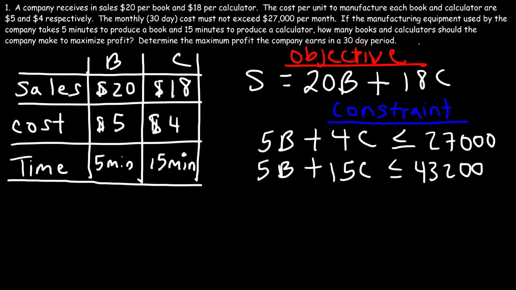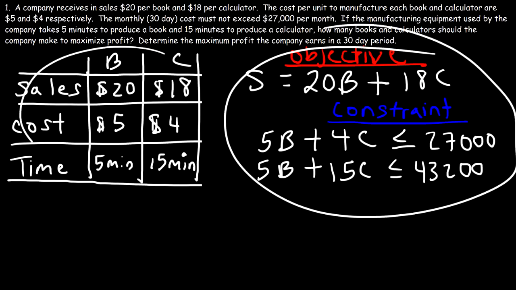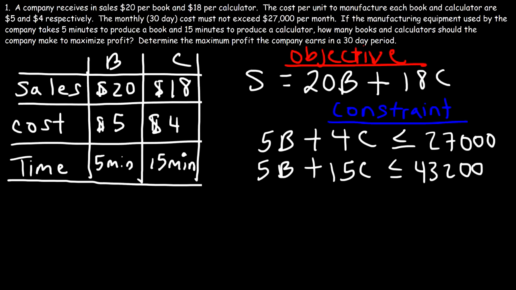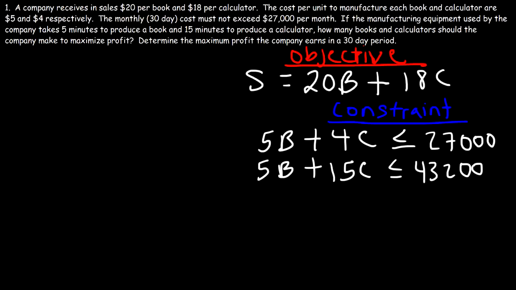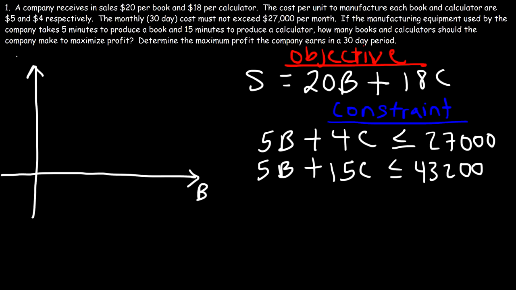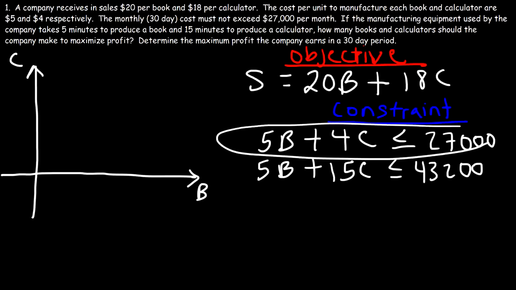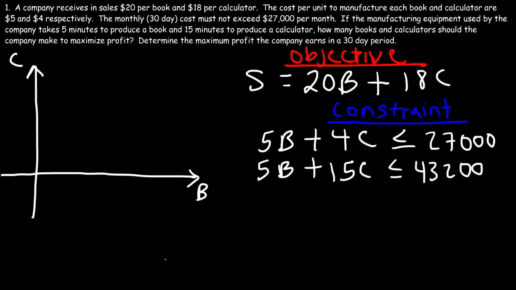So now that we have these three equations, we don't need this data table anymore. So let's focus on making a graph. And we only need the information in quadrant 1. So I'm going to put B along the x-axis, and C along the y-axis. So let's plot the two inequalities. So let's start with the first one. 5B plus 4C is less than or equal to 27,000.